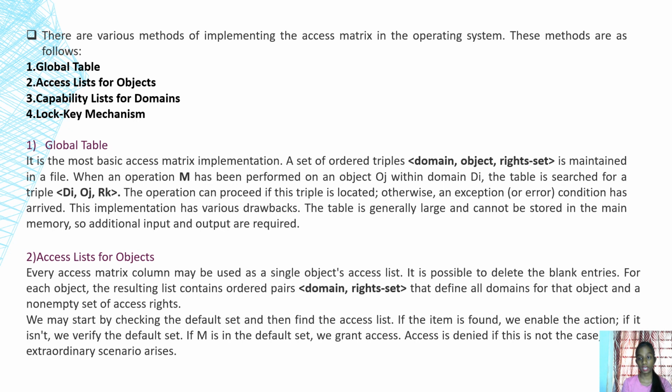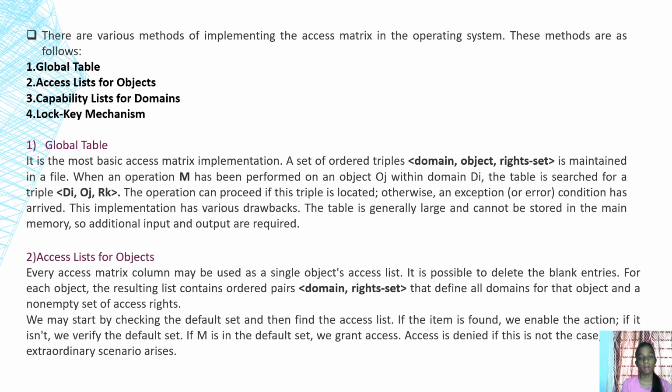Now the methods of implementing access matrix in operating systems: these methods are global table, access list for objects, capability list for domains, and lock-key mechanism. So first we'll see what is global table. It is the most basic access matrix implementation. A set of ordered triples <domain, object, rights-set> is maintained in a file.